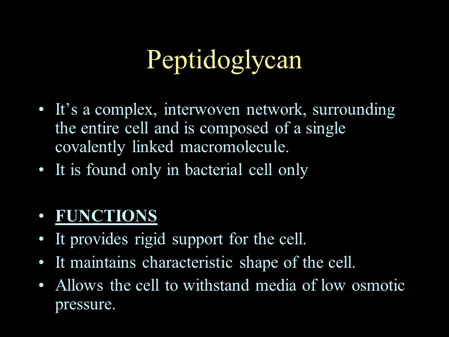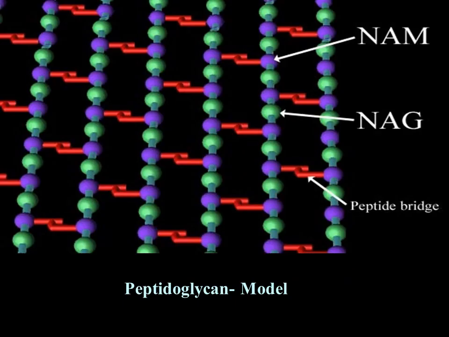So about the functions, the basic functions of the cell wall are actually achieved because of that peptidoglycan layer, as it provides rigid support for the cell, maintains the characteristic shape of the cell, and allows the cell to withstand media of low osmotic pressure. Here is the basic structure of a peptidoglycan.